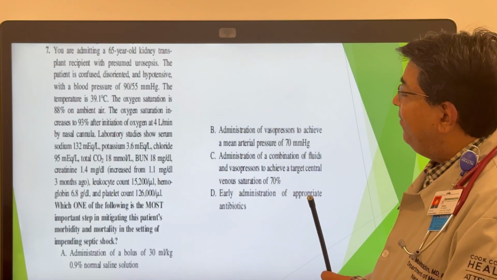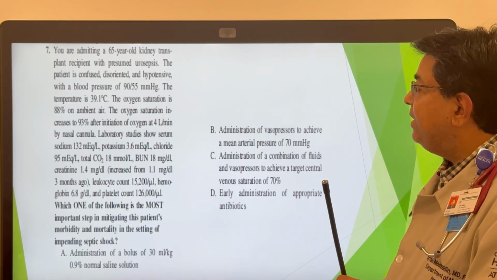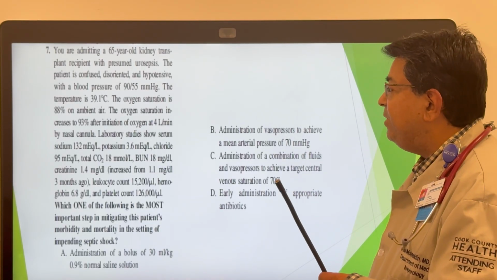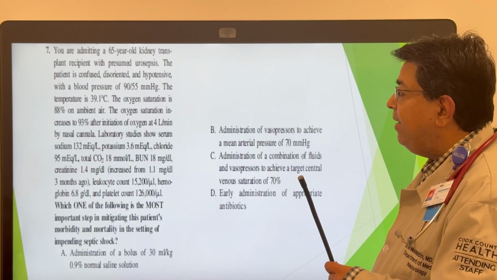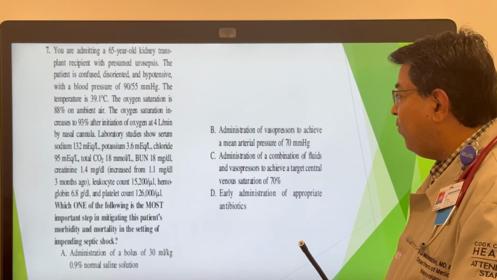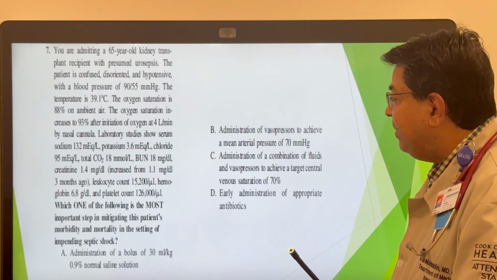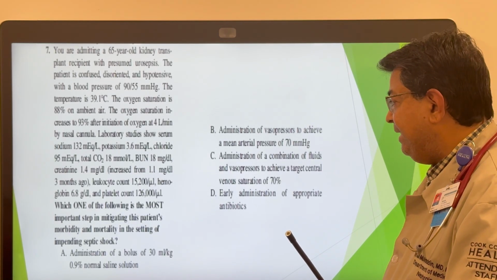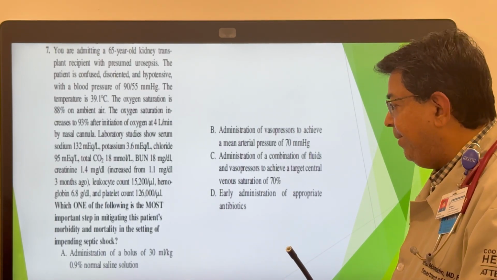You're admitting a 65-year-old kidney transplant recipient with presumed urosepsis. The patient is confused, disoriented, and hypotensive with a blood pressure of 90/55. The temperature is 39.1 degrees Celsius. The oxygen saturation is 88% on ambient air. The oxygen saturation increases to 93% after initiation of oxygen at 4 liters per minute by nasal cannula. Laboratory studies show serum sodium 132, potassium 3.6, chloride 95, bicarb 18, UN 18, creatinine 1.4 milligram per deciliter, increased from 1.1 milligram per deciliter 3 months ago.